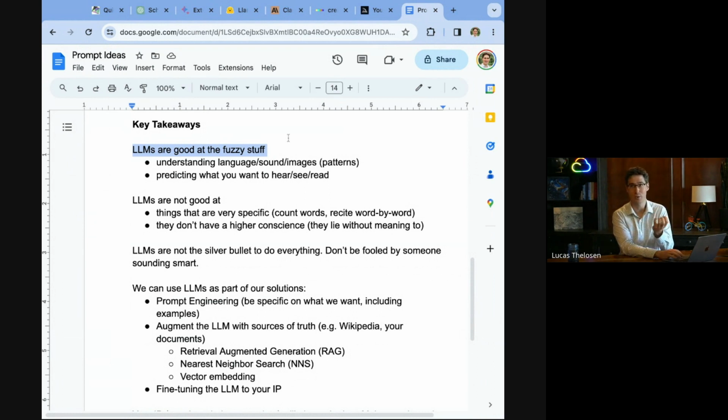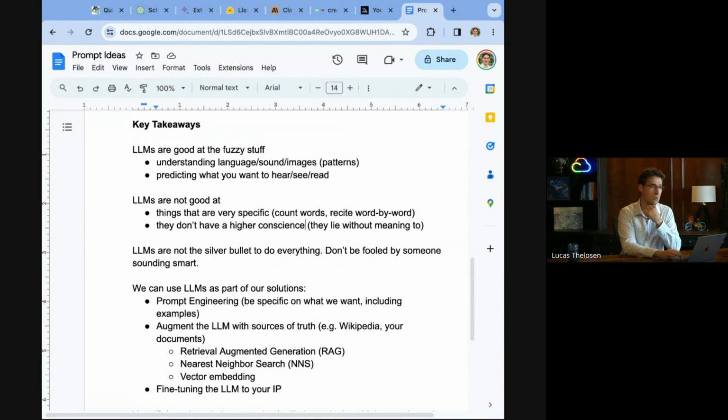So I see a lot of people using these right now as companionship, right? As talking to a certain character that you like, a celebrity maybe. They're not good at specific things, right? Counting words, reciting something word by word, and they don't have a higher conscience. So when I asked it how many words are in this little blurb that you wrote me, the LLM doesn't think about it in terms of lying and truth. It thinks about what do I want to hear.